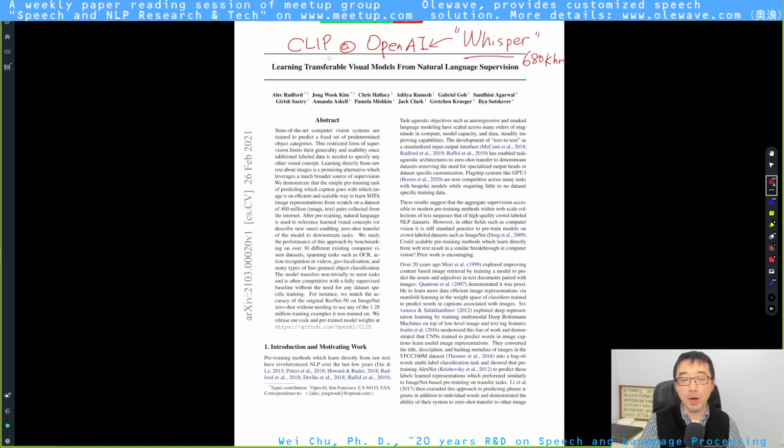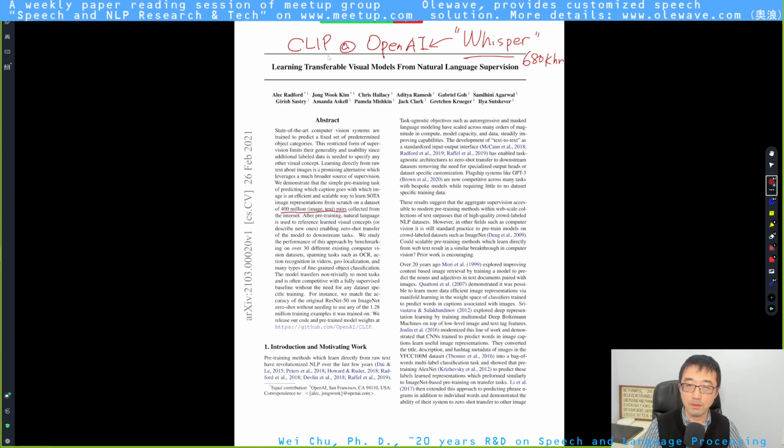Okay, about the CLIP paper. First of all, what is it about? It's a pre-trained model for images. And how much data does it use? It uses 400 million image and text pairs.